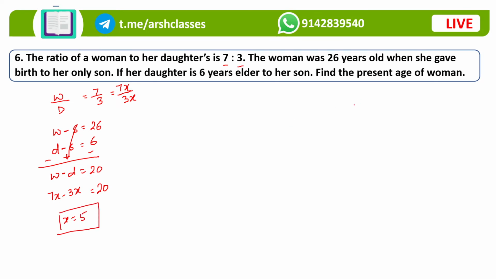The question is, find the present age of the woman. So the woman's present age is nothing but 7 times of x. If we put x, 5, we will get the answer. These are quite basic questions that we discussed in the last one. Now let's move on to the next question.